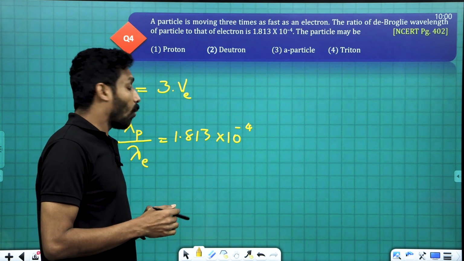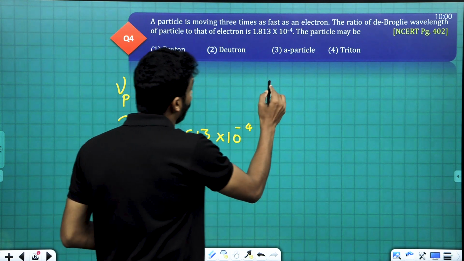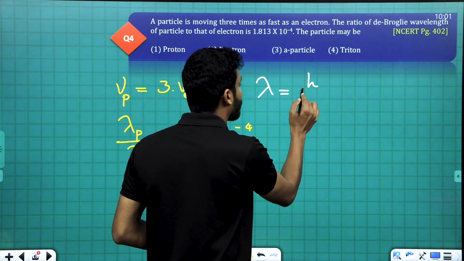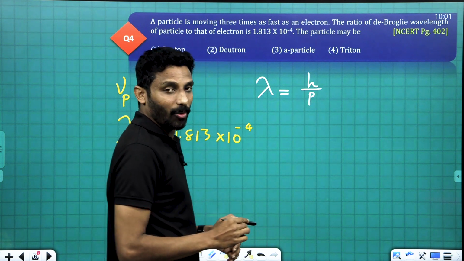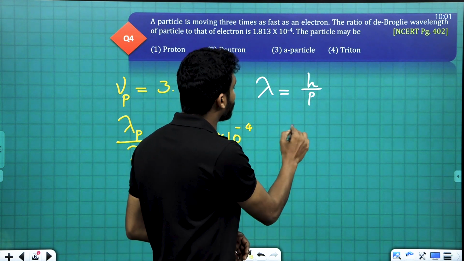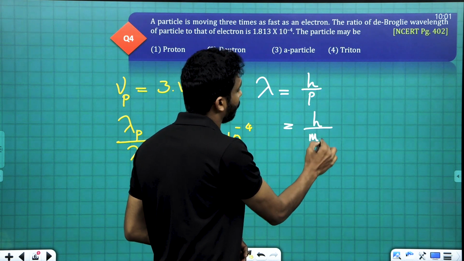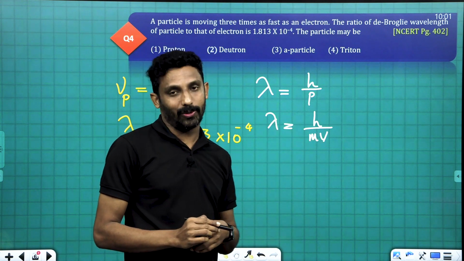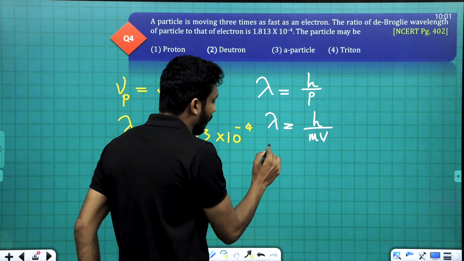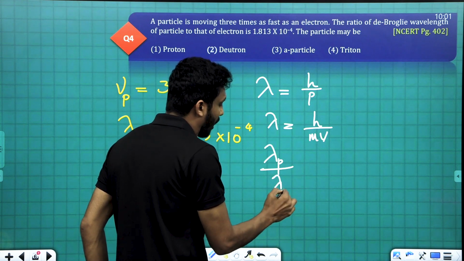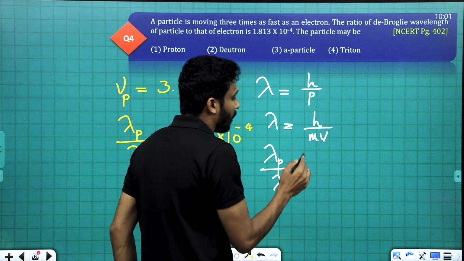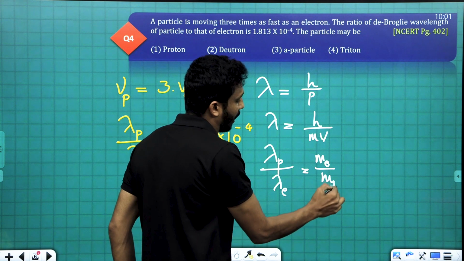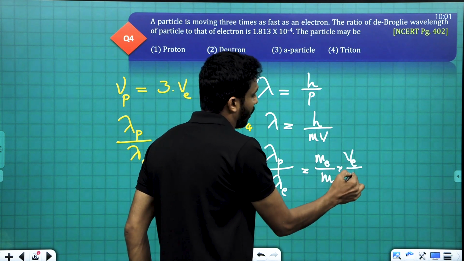See, what is the de Broglie wavelength? De Broglie wavelength lambda is equal to h divided by p, where p is the linear momentum of the moving particle. So this is equal to h divided by mv. Here lambda is inversely proportional to mass into velocity. Then lambda p divided by lambda e is inversely proportional to mass into velocity, meaning me divided by mp into ve divided by vp.